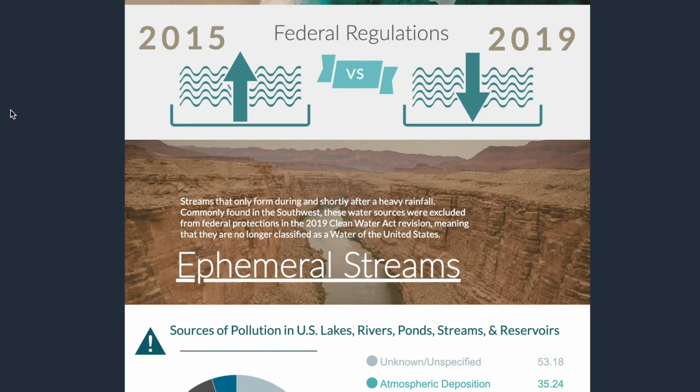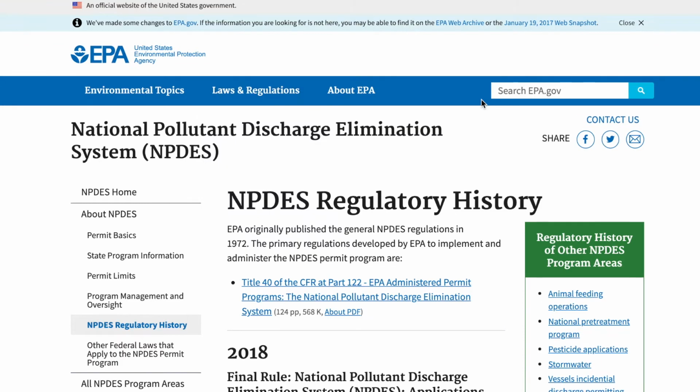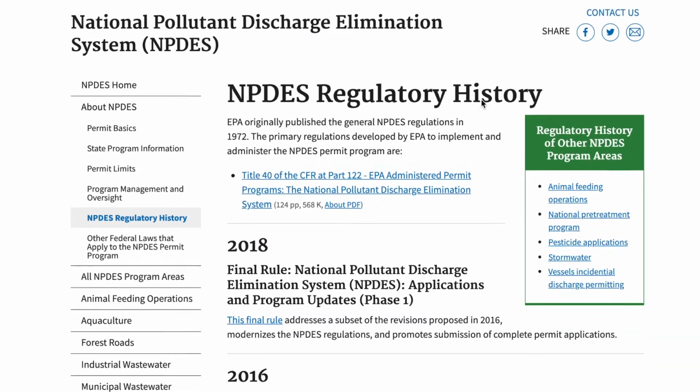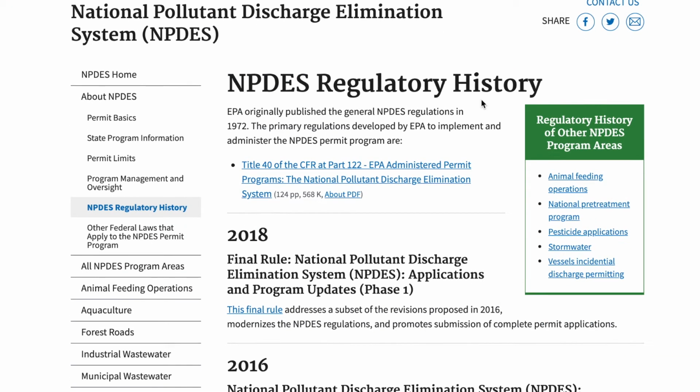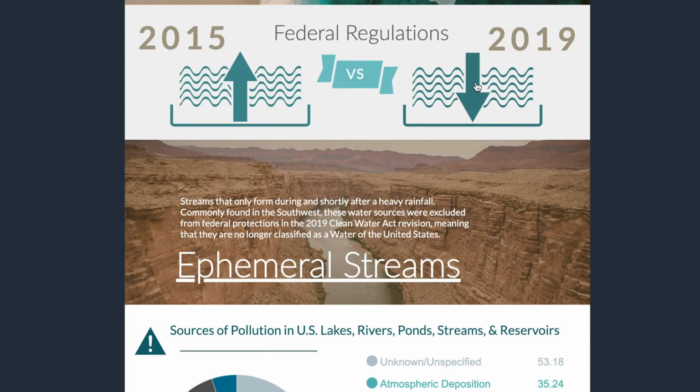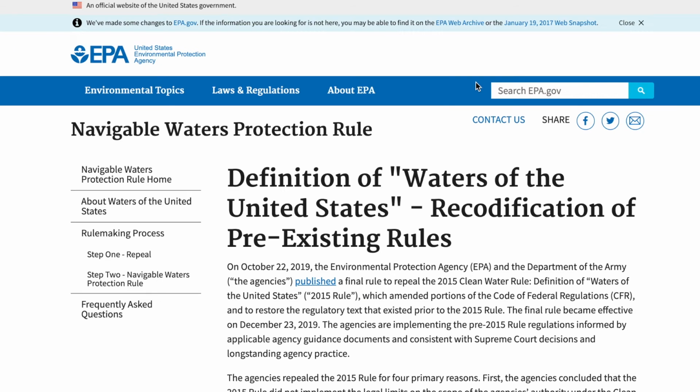And the great thing about this infographic software is that I've embedded clickable links, so we can see here in 2015. So it shows the National Pollutant Discharge Elimination System and its regulatory history. Going back, we can also click on the 2019 link. So this shows how Navigable Waters Protection Rule was changed to redefine what waters of the United States means.